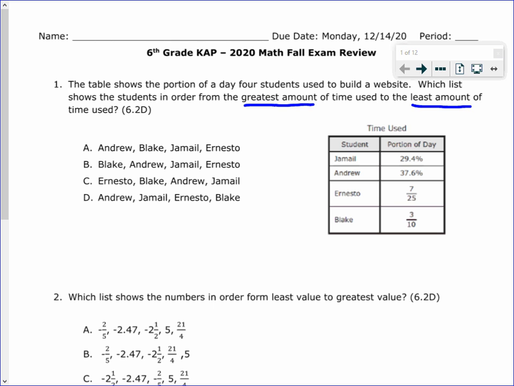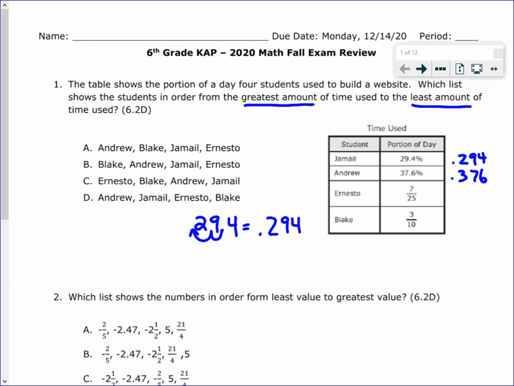So if we look at Jamail here, we're going to change a percent to a decimal. Remember, when we have a percent to a decimal, we're going to be moving the decimal to the left twice. So on this one, we're going to move it over to the left twice. So it'll be 0.294. So that's Jamail, 0.294. Same thing for Andrew. So Andrew is going to be 0.376 because we need to move the decimal to the left twice.